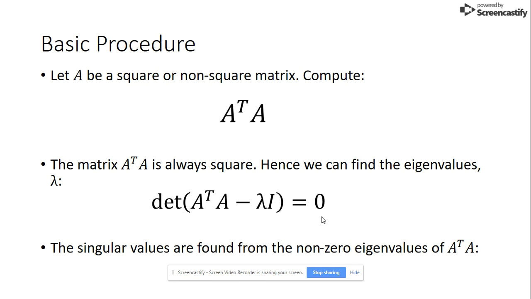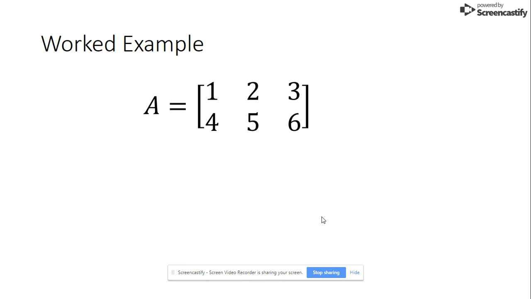And the singular values are found from the non-zero eigenvalues of A transpose A. Worth remembering non-zero. And the way we take the eigenvalues and turn them into singular values is we simply find the square root of the eigenvalue. Let's run through a nice simple example.